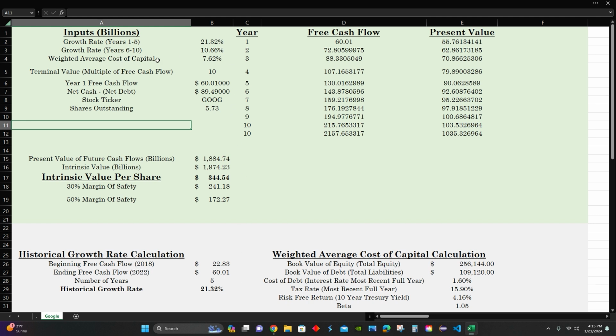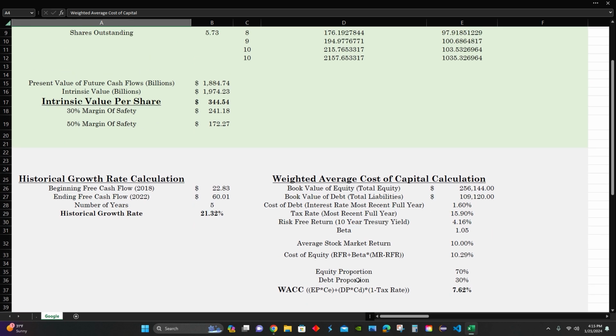For the weighted average cost of capital metric that I'm using to calculate their discount rate for this DCF model, I got that from this calculation right here. I basically took their interest rate for their debt, which was about 1.6% as of their most recent full quarter. And then also for cost of equity, I calculated that by adding the risk-free return to their beta value, multiplying that by the market rate of return, and then subtracting the risk-free return. That gave me the cost of equity of about 10%.